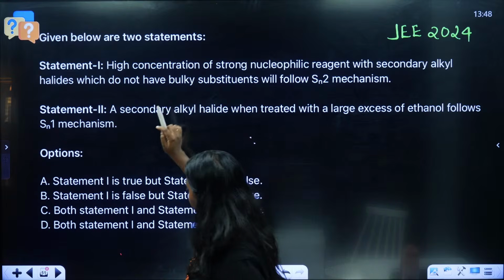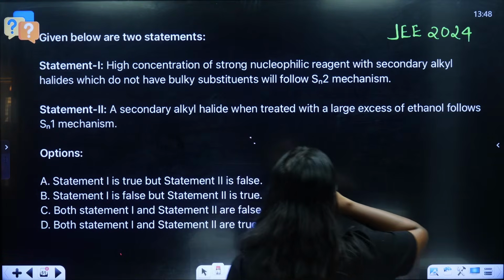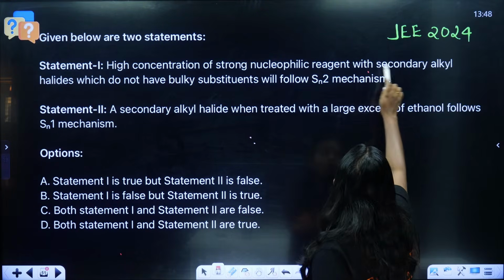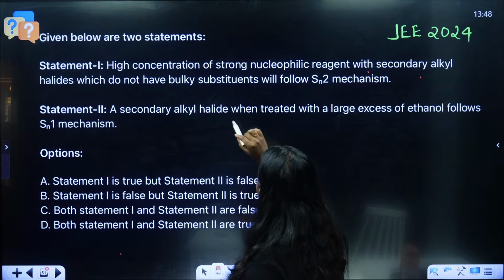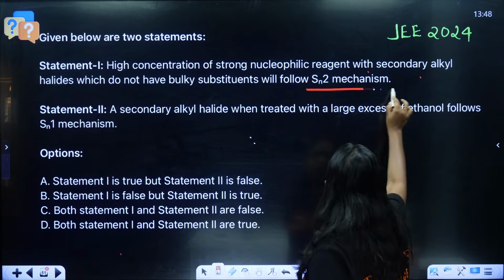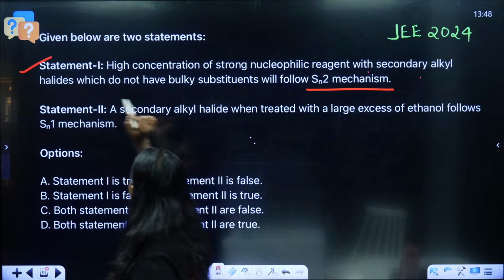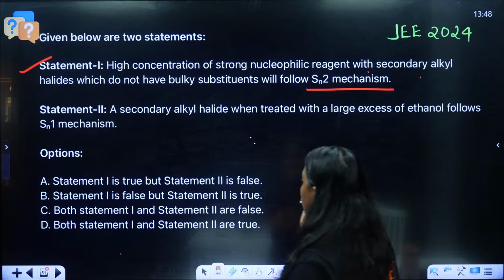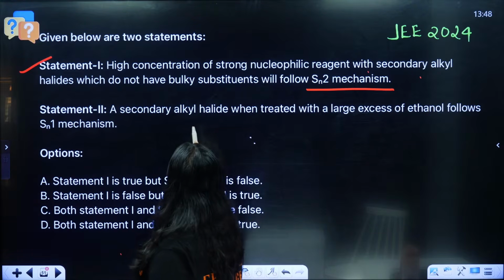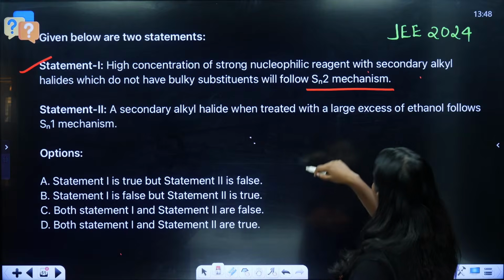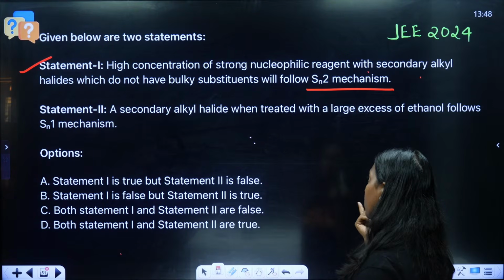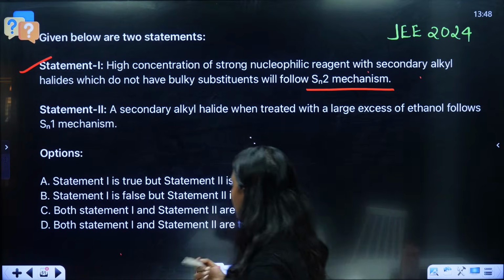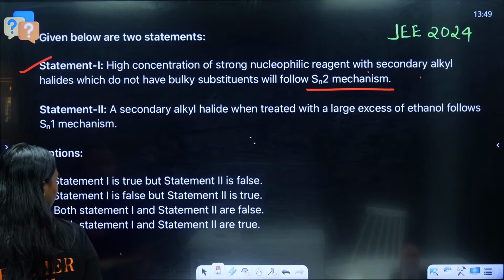Yes, so here I can see high concentration strong nucleophile reagent with a secondary alkyl halide that does not have a bulky substituent will follow SN1. Correct, this is correct only. A secondary alkyl halide when treated with a large excess of ethanol, OH is there, so SN1 reaction. Yes, correct. Both 1 and 2 are correct.